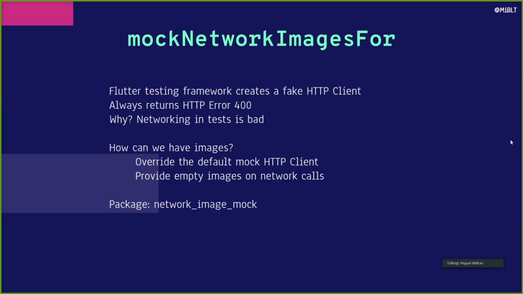Network calls depend on external factors like connectivity or the server not being down. But you could in fact override this HTTP client and return something else. That's what we are doing in this mock network images. In my project, I'm using a little package that implements it. It is called network_image_mock. What this package is doing is overriding the HTTP client and using Mockito to provide an empty image when there's any HTTP call happening, in this case, when the Image.network widget is requesting an image.